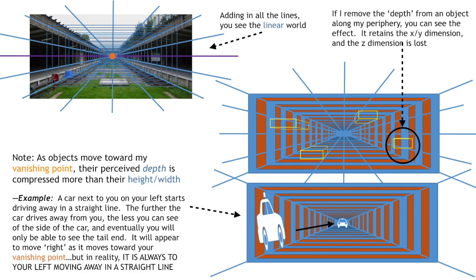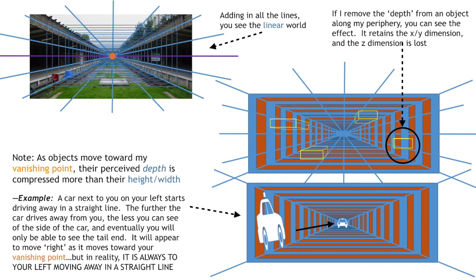If I remove the depth from an object along my periphery, like I remove some of its z-axis component, you can see how it might look. It retains its XY dimension, and the z dimension is lost. If we just removed more and more of the depth of the object, essentially it just looks like a rectangle again.